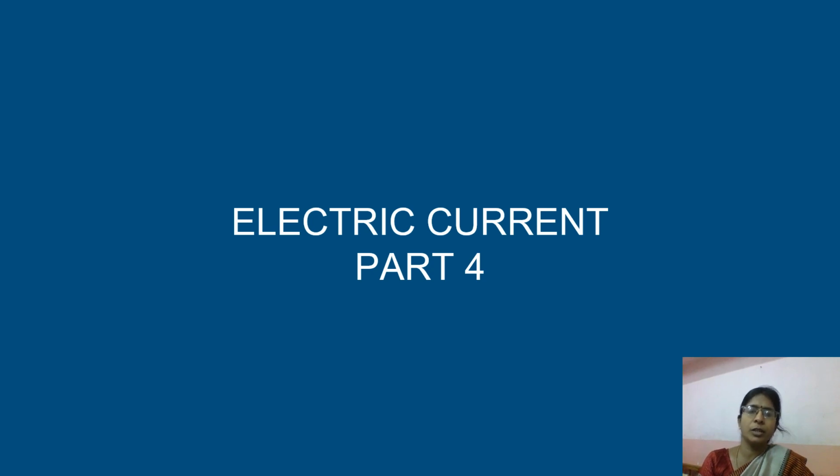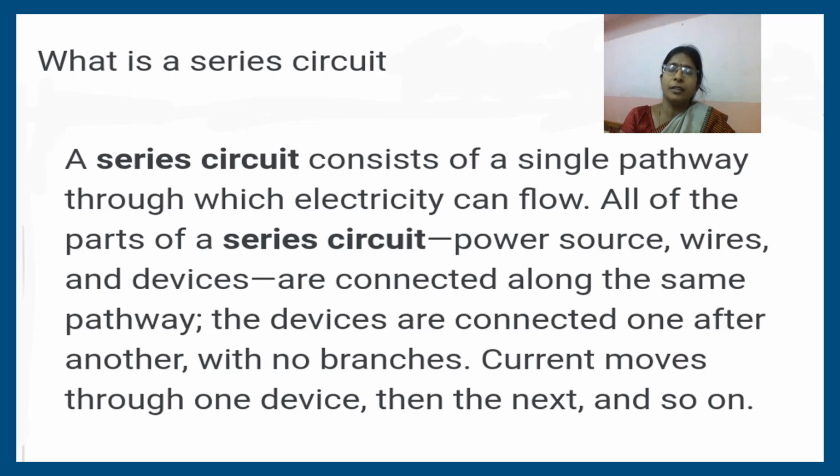Hello students, in today's class of electric current part 4, you are going to learn about different types of circuits. You know that a simple circuit is the one which has a source, a consumer and conducting wires. So here the source is the battery and the consumer is a bulb which is connected through conducting wires. And the types of circuits are series circuit and parallel circuit.